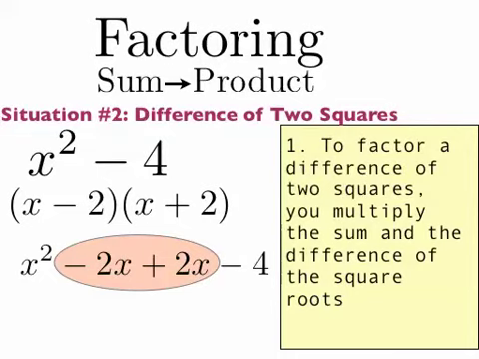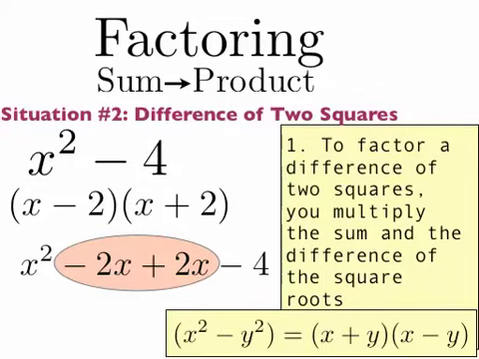So to factor a difference of two squares, you multiply the sum and the difference of the square roots. And here's the general formula for it. So x squared minus y squared, those are two squares. The square roots of those squares are x and y, and the sum of the square roots will be x plus y. The difference of the square roots will be x minus y. And so the difference of two squares could be expressed as x plus y times x minus y.